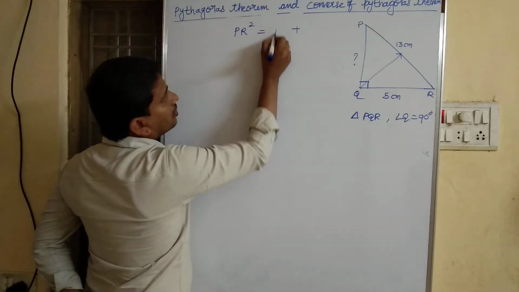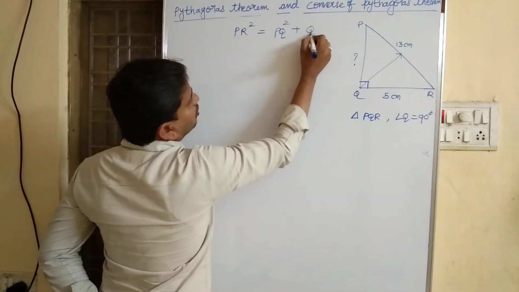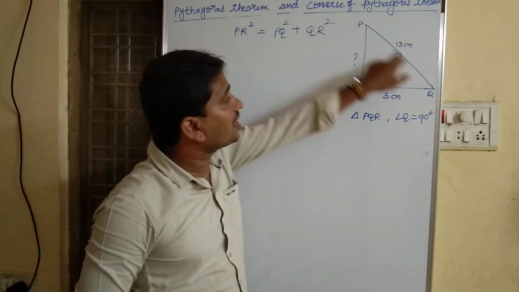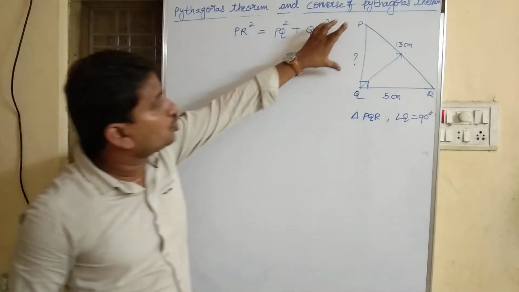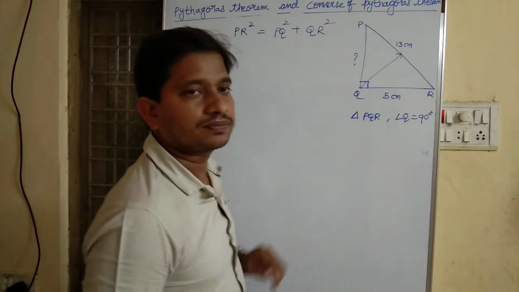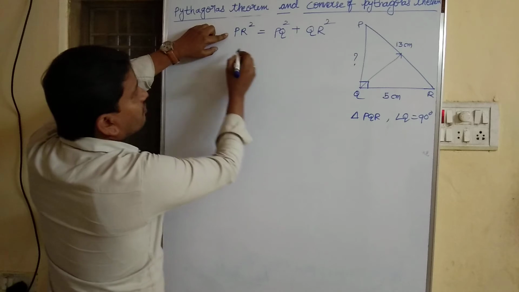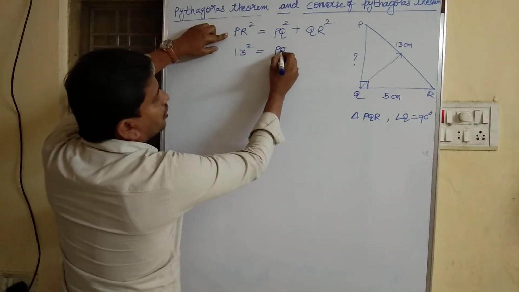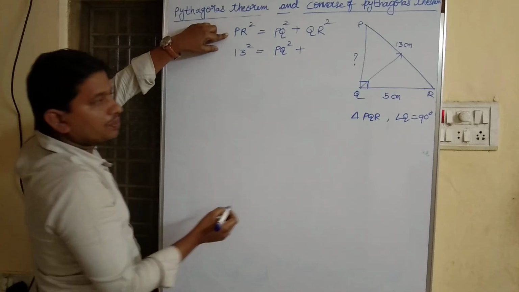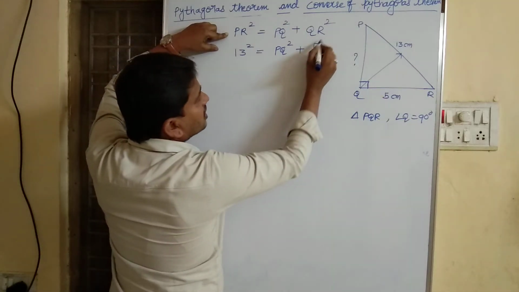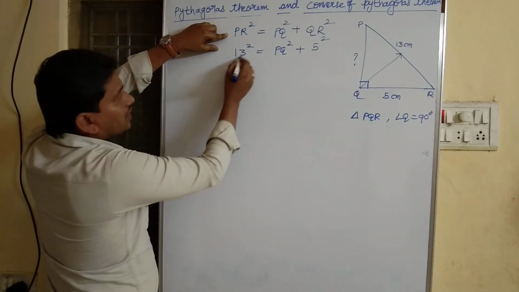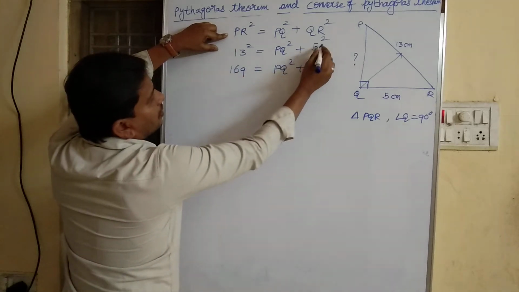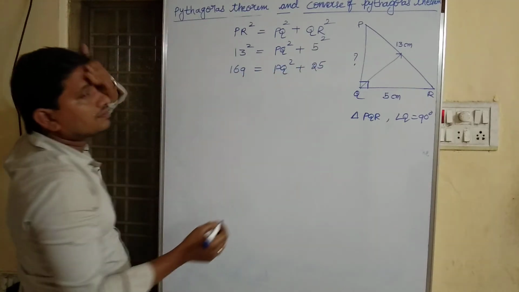The other two sides are PQ and QR. So in this right angle triangle, PR square equals PQ square plus QR square. As the length of PR is 13, 13 square equals, we don't know the length of PQ, we have to find PQ square plus the QR value, 5 square. So 13 square, that is 169, is equal to PQ square plus 5 square, which is 25.